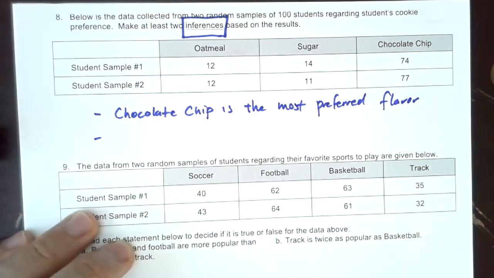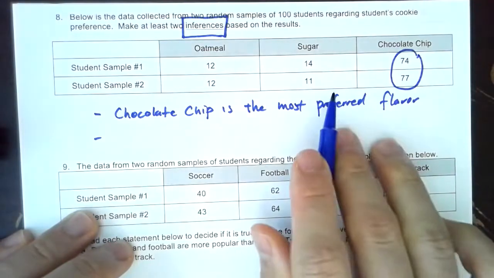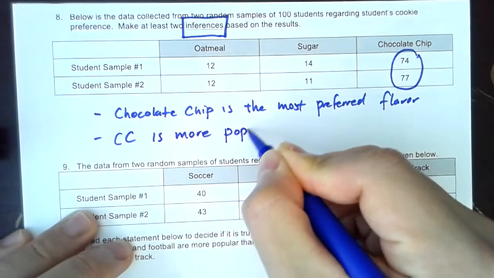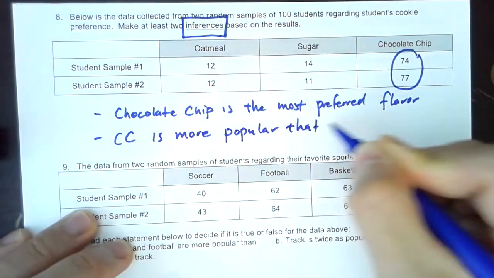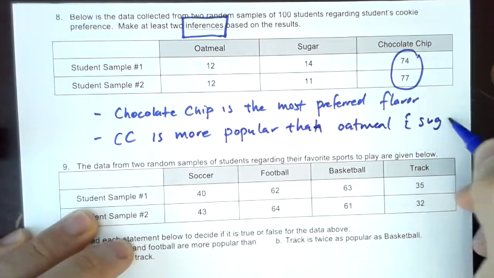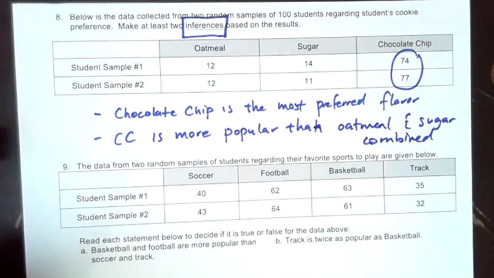Okay, and then is there another inference? You could also say, wow, chocolate chip is so overwhelmingly large that chocolate chip is more popular than oatmeal and sugar combined, right? You could also say something like oatmeal and sugar are pretty similar in their preference. My favorite would be, it's a hard one. I think sugar is pretty good. Chocolate chip is obviously good too.